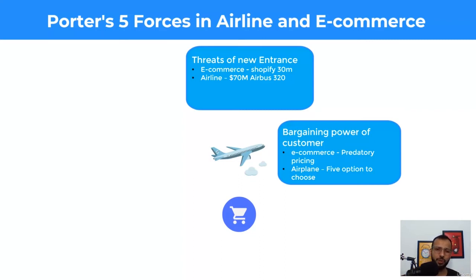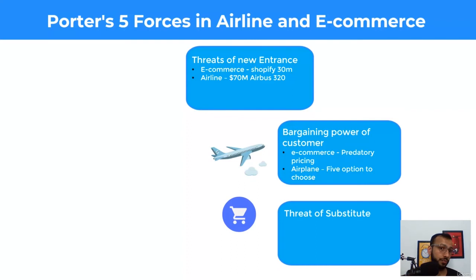And those choices are very limited. So those customers have less bargaining power in airline, but they always have more bargaining power in the e-commerce industry, because they can go to Amazon, they can just do a Google search, and they can purchase multiple products at a better price. But for airline, you only have 5 to 6 options to travel from location A to location B.